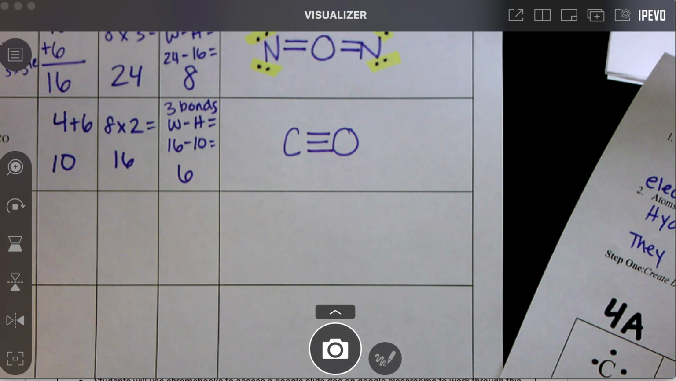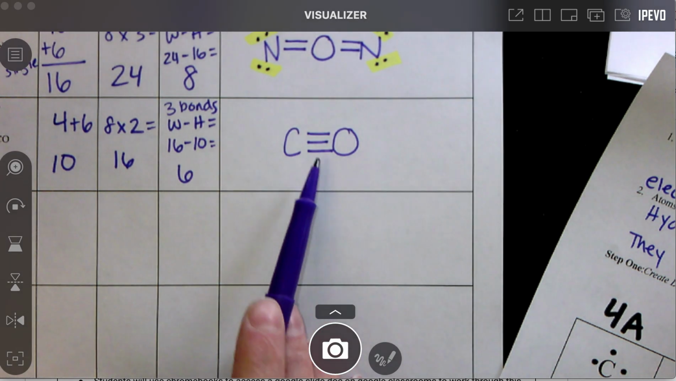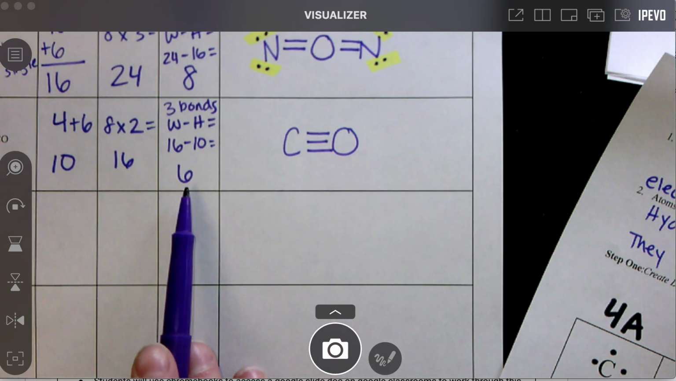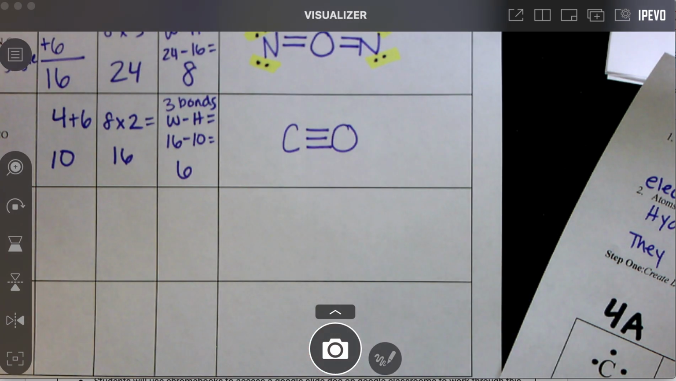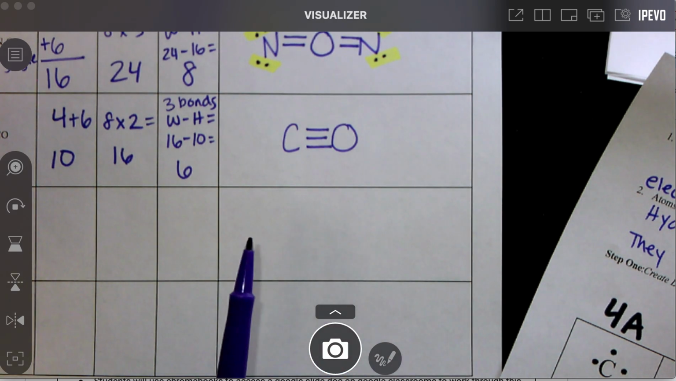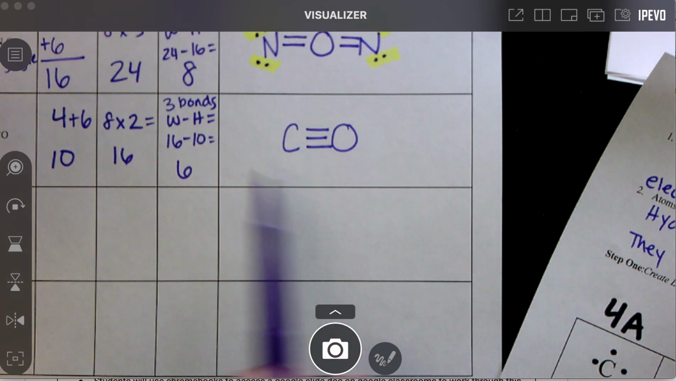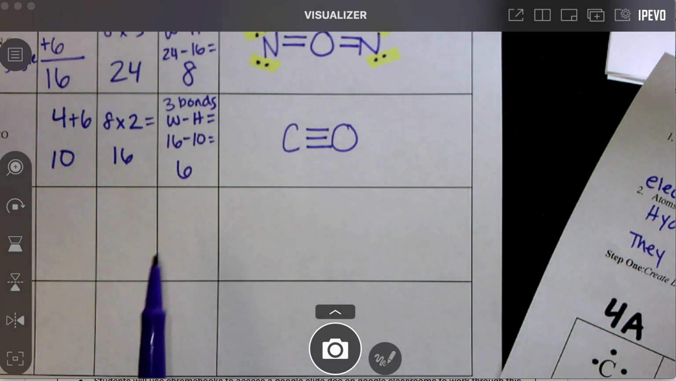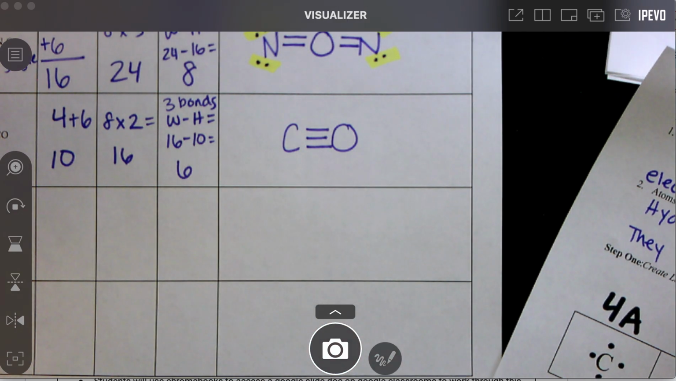Remember, each line represents 1 bond, and each bond represents 2 shared electrons. So I have 3 bonds between these, so I have my 6, so that's great. But right now, each atom only has access to 6 electrons. Each wants access to 8 electrons, and we still have 4 extra electrons that we need to distribute.